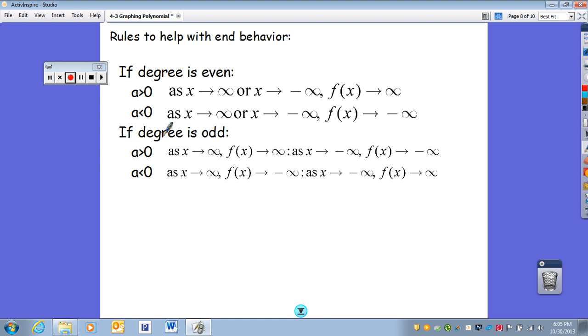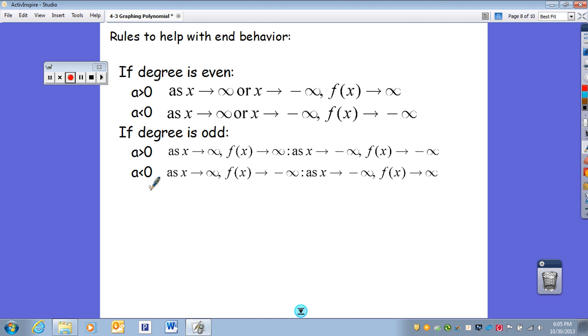Then, if your degree is odd, so you're going to the first power, the third power, the fifth power, if your leading coefficient is positive, as your x goes to positive infinity, so will your y value or your f of x. If your x is going to negative infinity, so will your f of x value.